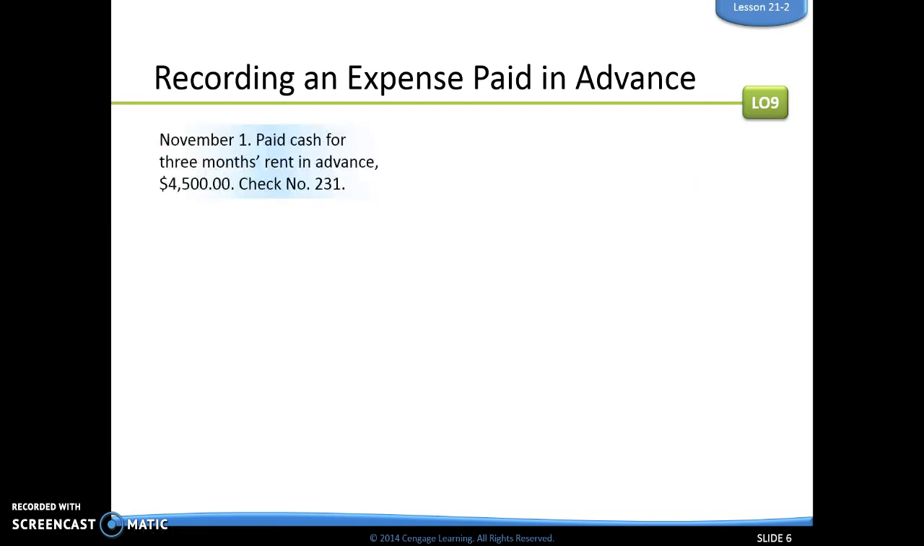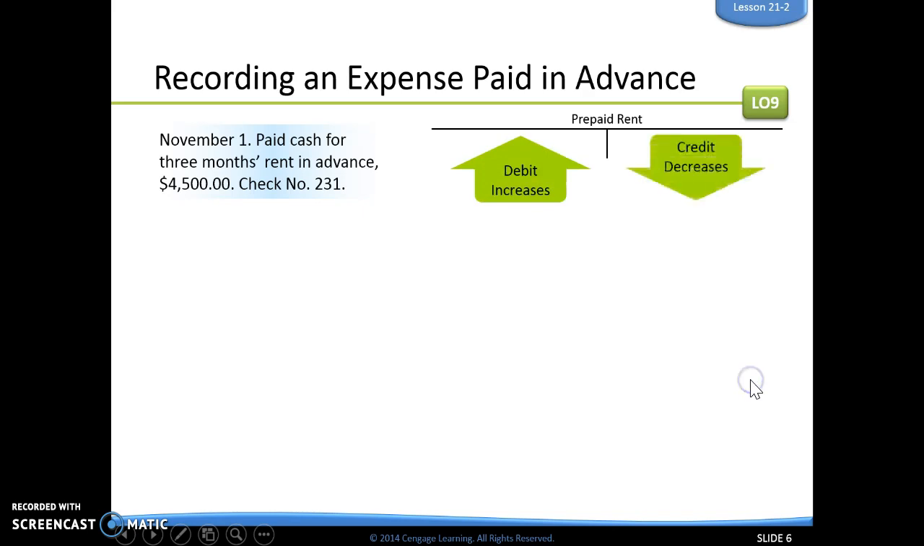So on November 1st, it says that we're paying cash for 3 months rent in advance, $4,500, check number 231. So it looks like now we're paying the rent in advance before we have actually received that service. So we are going to have prepaid rent as a new account. Prepaid rent is going to increase on the debit side and decrease on the credit side. So we are prepaying our rent.